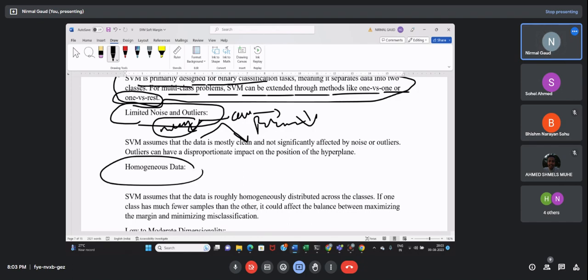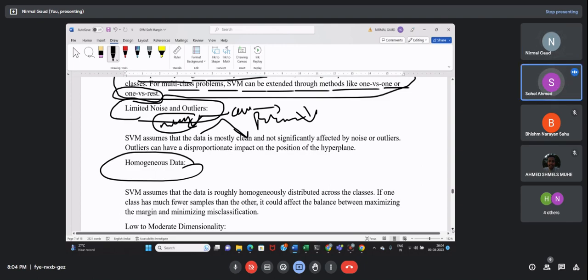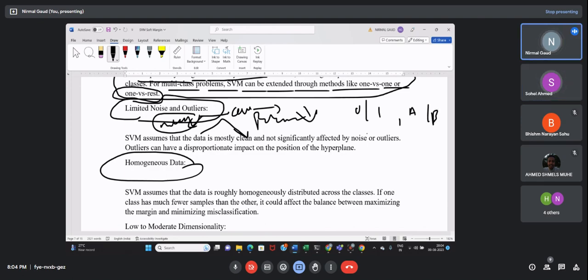Homogeneous data. I mean, in a binary class, is it like class 0 and class 1? The target variable is either 0 or 1, or either A or B. Yeah, got it.